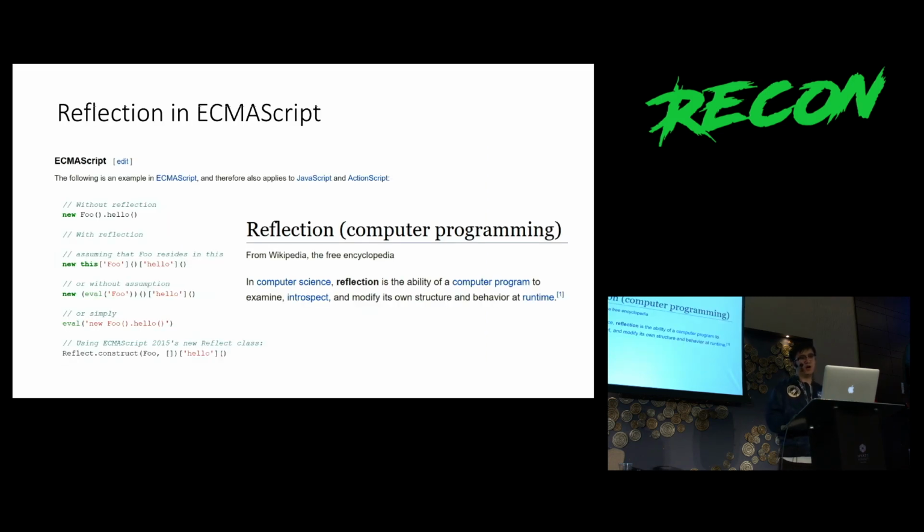Now let's see how we construct a self-evolving testing case with the help of reflection. Reflection is the ability to examine, introspect, and modify its own structure and behavior at runtime. That is to say, we can simply use the string "hello" instead of calling the hello method here.